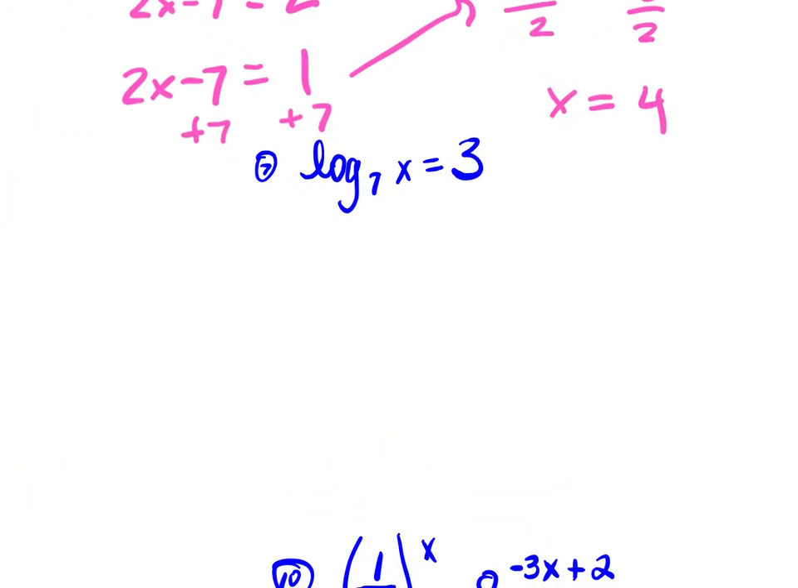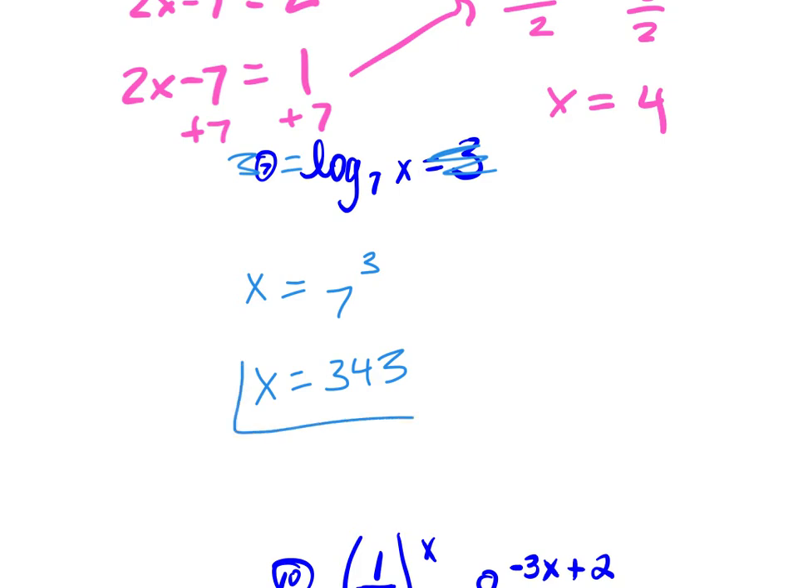Next, for number 7, I'm going to move the 3 to the other side. So I have 7 raised to the power of 3 is equal to x. This we just have to do 7 cubed. Which remember guys, you can use your calculator on Monday, but you just can't use your iPad or phone as a calculator, so you need a real calculator. 7 cubed would be 343. Any questions on these?